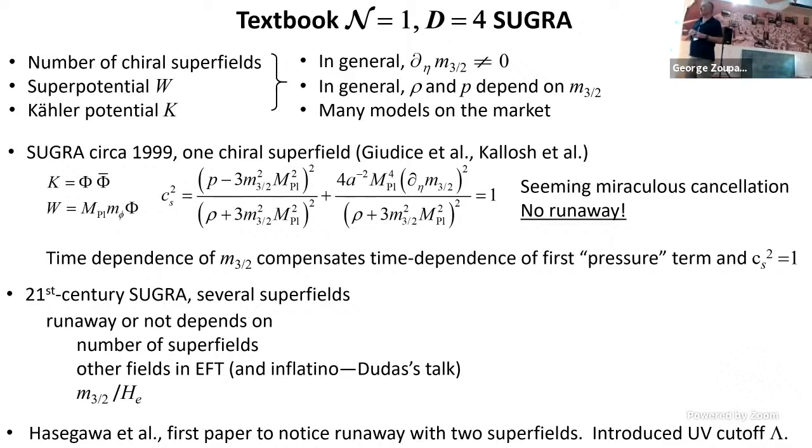In this century, many models have appeared, containing several superfields, and whether it's a runaway or not depends upon the number of superfields and also other fields in the effective field theory, like the inflatino, and I believe Dudas will talk about this on Sunday. And of course, it depends upon the gravitino mass divided by the expansion rate. I should note that Hasegawa was the first paper to notice the runaway with two superfields, and this collaboration just introduced an ad hoc lambda, a UV cutoff.